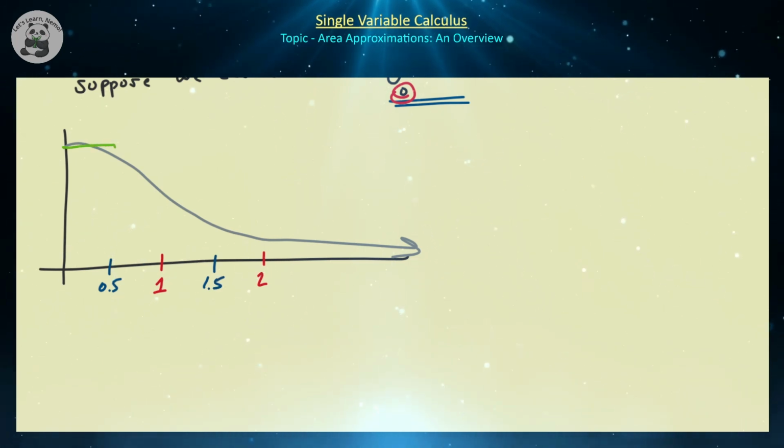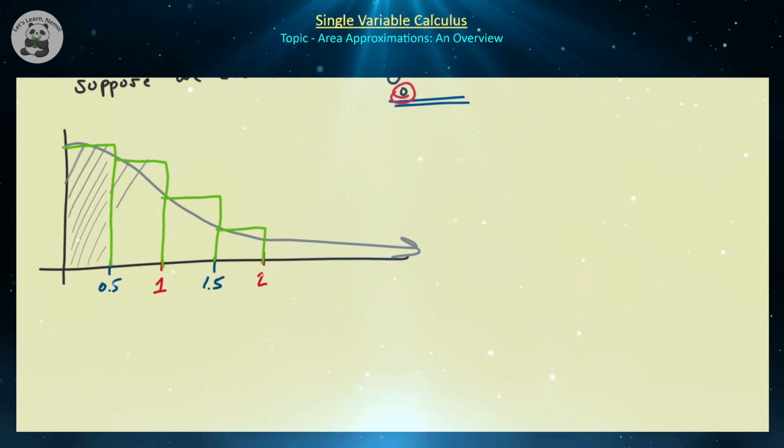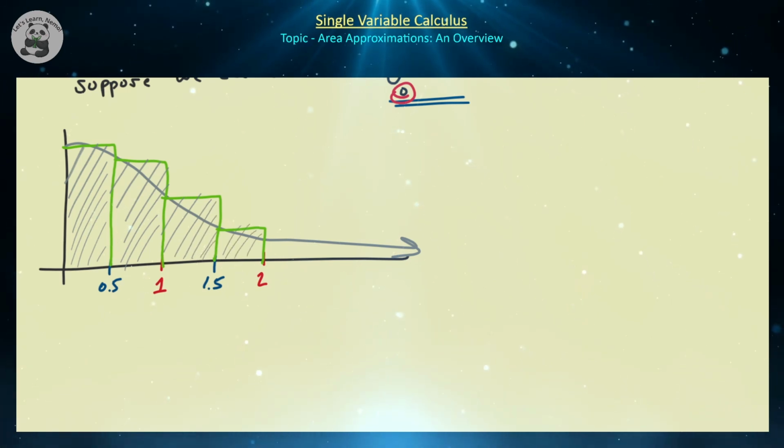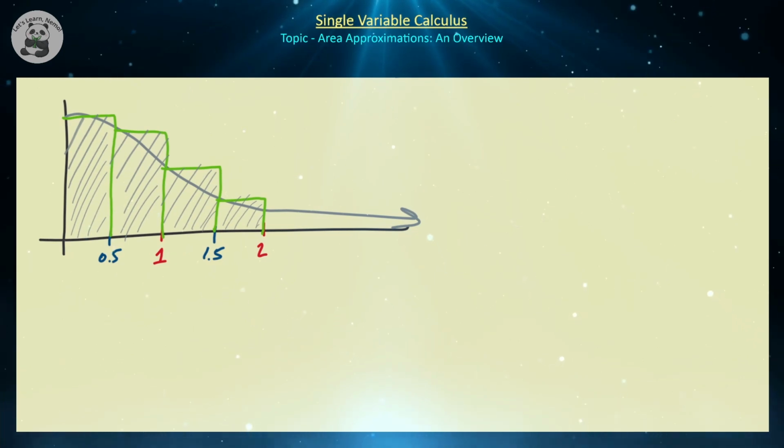The first rectangle's left endpoint will be at 0, the second rectangle will be at 0.5, the third rectangle will be at 1, and the fourth and final rectangle will be based with the left endpoint generated from x is equal to 1.5. Right? So the area of these rectangles will be my approximation, which obviously is an over-approximation, which can be justified by proving that the function is decreasing on the interval 0 to 2.